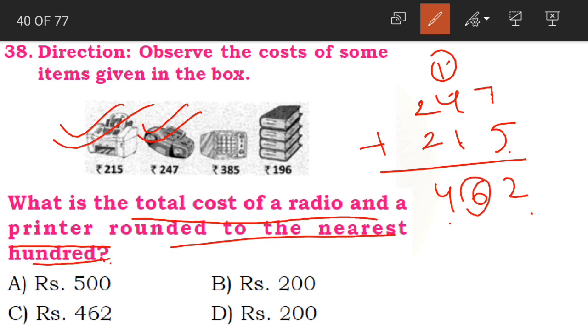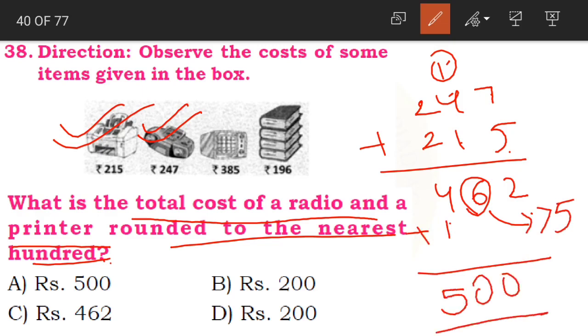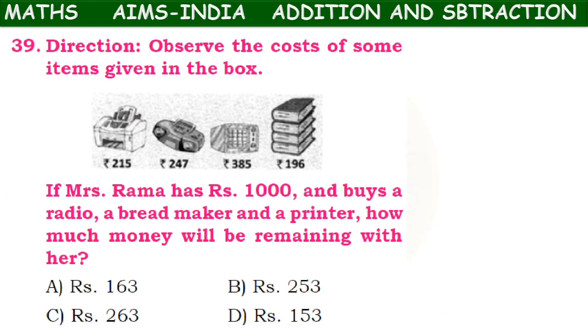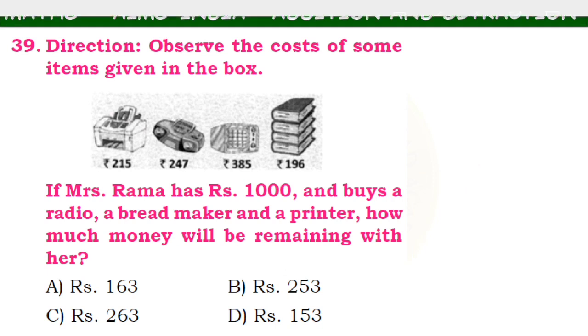Yes, look at the digit in tens place. It is greater than 5. So we add 1 to the digit in hundreds place. 4 plus 1, 5, and then 2 zeros. What is our answer? 500. Yes, children? 462 rounded off to the nearest hundreds is 500. Moving on to question number 39.